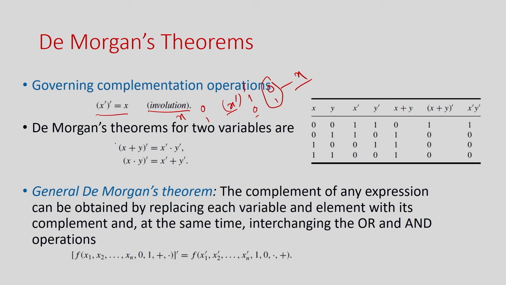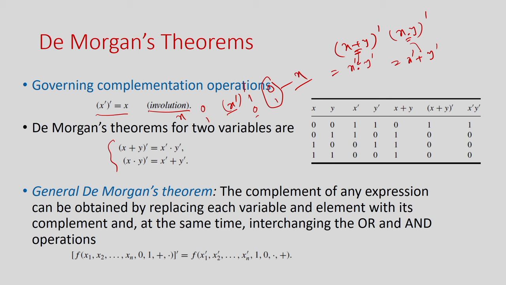For two variables, it is interesting. If you have x plus y and try to complement this, it is again a kind of duality. I am going to complement the variables and also the operator; the dual operator is AND. So I take x bar, y bar, and complement the OR operator with AND. Similarly, if you take the complement of x y, it complements x, complements y, and changes the AND operator to OR. So it complements everything, the variables as well as the operator.